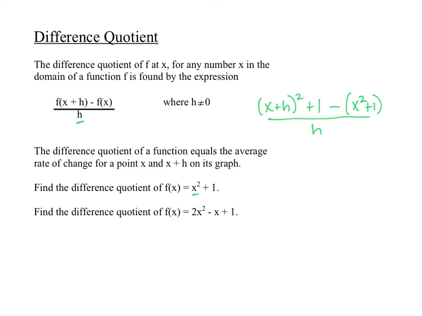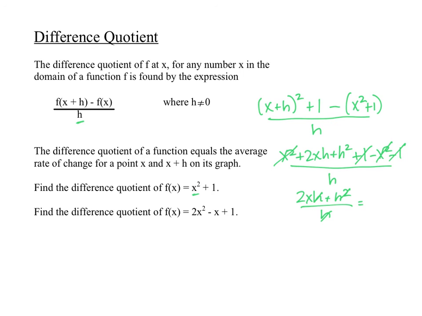So we have to FOIL that out. You get x squared plus 2xh plus h squared plus 1 minus x squared minus 1. And if you're doing this right, a whole bunch of things should cancel. So this cancels with that, because x squared minus x squared, and this cancels with that. And this, of course, was all over h. Now we have 2xh plus h squared over h. Once again, you're going to see things disappear. These h's can all cancel. And our final answer for the difference quotient for the function x squared plus 1 is 2x plus h.